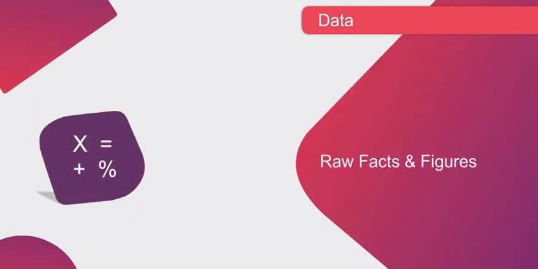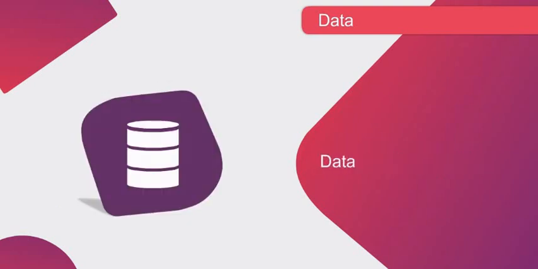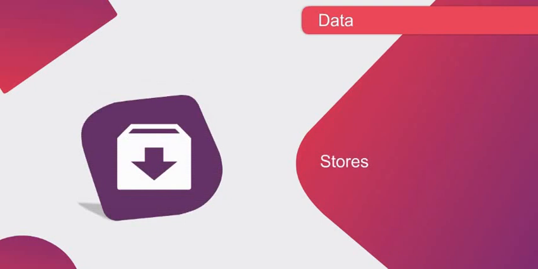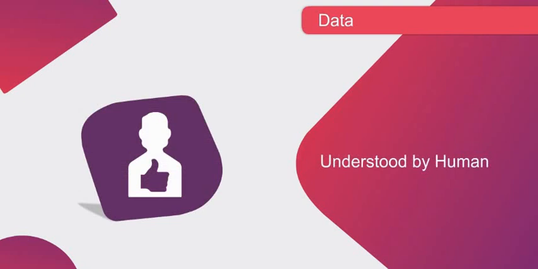Data consists of raw facts and figures, which the computer manipulates and processes into meaningful information. Data is stored in digital form on the computer. This means that the computer reads and stores all data as numbers. However, it outputs information in a form that can be understood by human beings.